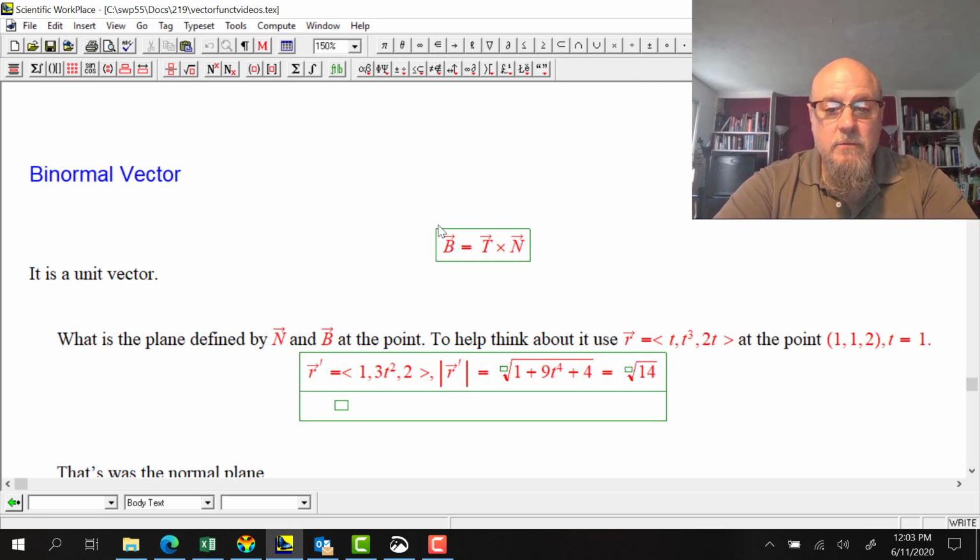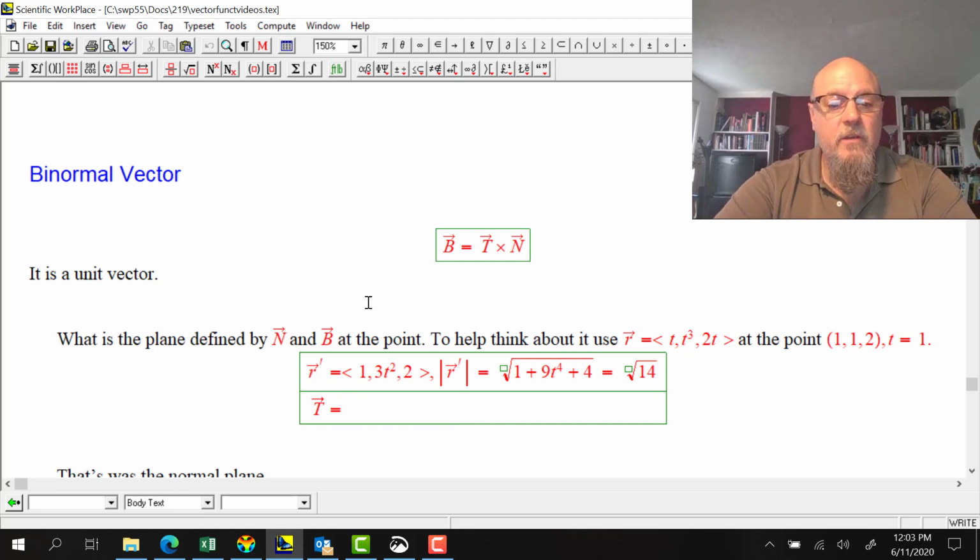So our T vector at the point that I'm interested in is equal to the r vector when t is equal to 1, divided by its magnitude, which is root 14.